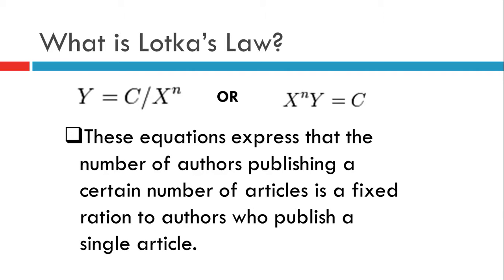These equations express that the number of authors publishing a certain number of articles is a fixed ratio to the authors who publish a single article. Therefore, as the number of published articles increases, the number of authors publishing that many articles decreases.